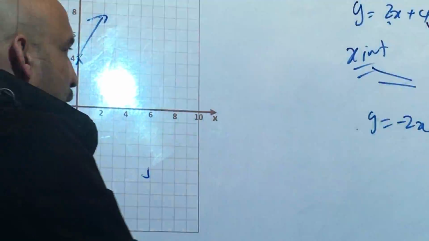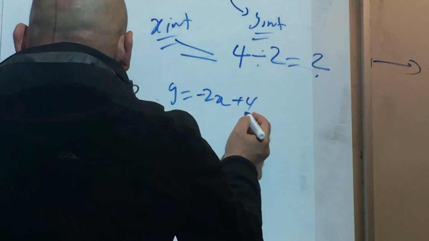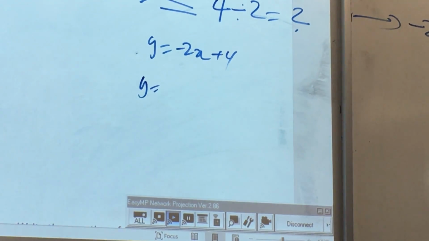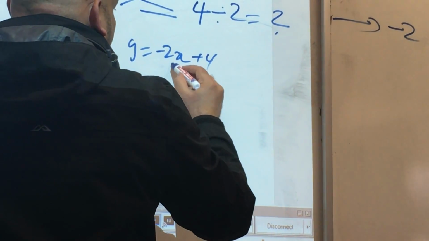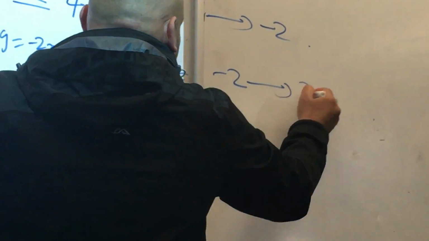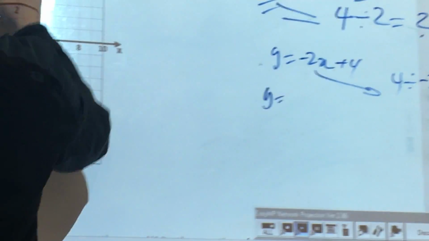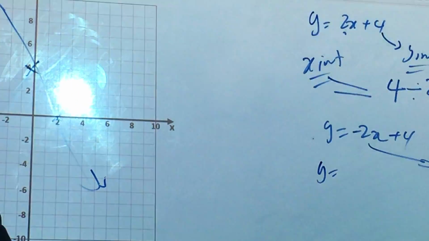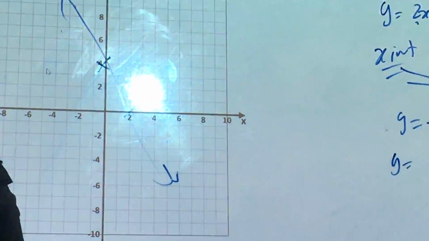Okay. This one, y is equal to... my y-intercept is 4. And then my x-intercept is 4 divided by negative 2, which is negative 2, and then the opposite of that, which is 2. So 2 is here. That's my graph for this one.